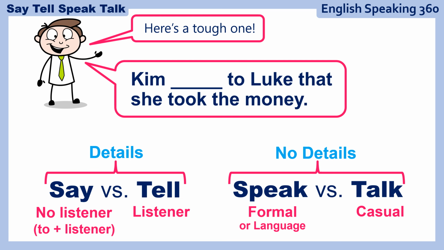Here's a tough one. Kim [blank] to Luke that she took the money. Think about it. There are details. She took the money is what she said. And there is a listener. Luke is the listener, right? So the answer is Kim said to Luke that she took the money. It's not tell because there is a "to" plus the listener right here. So because of that, she said to Luke that she took the money.